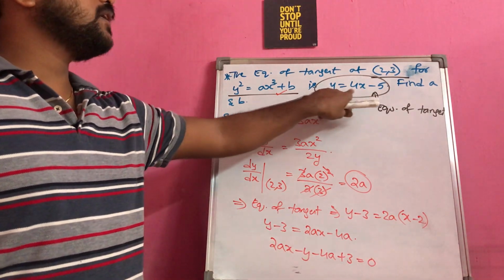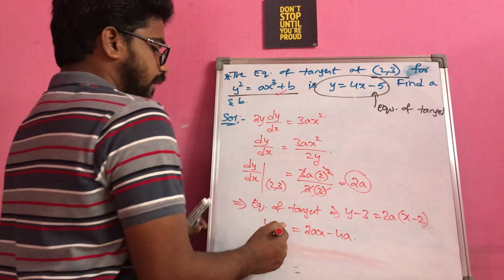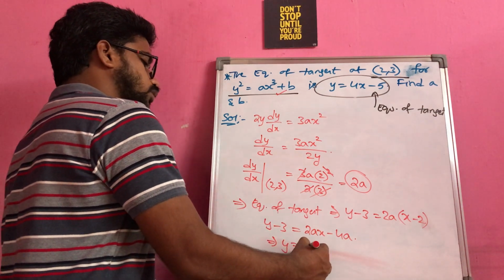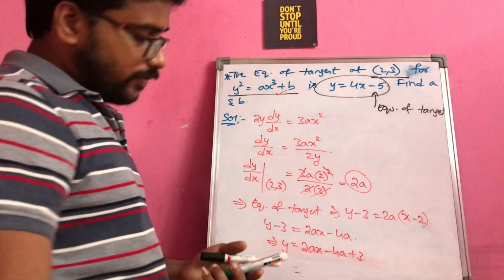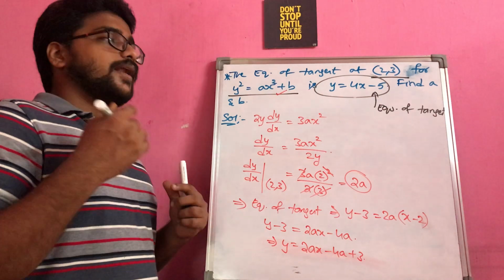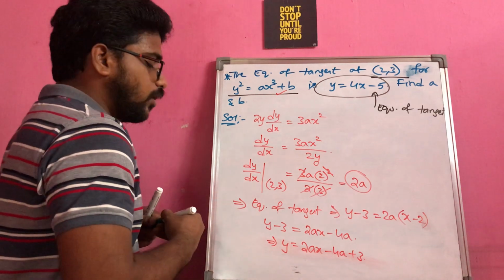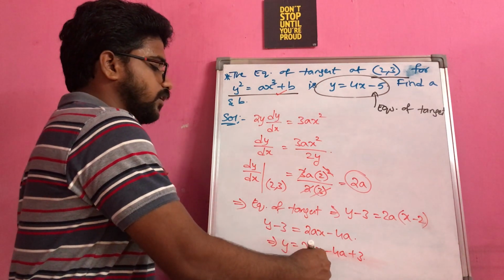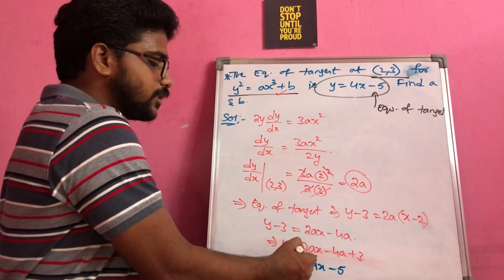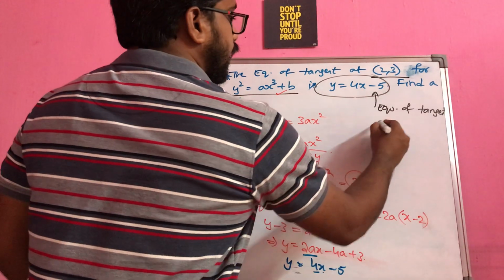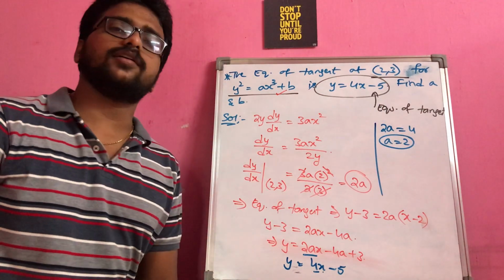They had given here y is equal to 4x minus 5. Even if you want, you can convert the same thing in terms of y here, like y is equal to 2ax minus 4a plus 3. This is the equation of tangent that we obtained. Now the question is, we are already given the equation of a tangent, so I will write the same equation here, 4x minus 5. Here the x coefficient is 2a, here the x coefficient is 4, indicating that 2a is equal to 4, which implies a is equal to 2. This is the value of a.